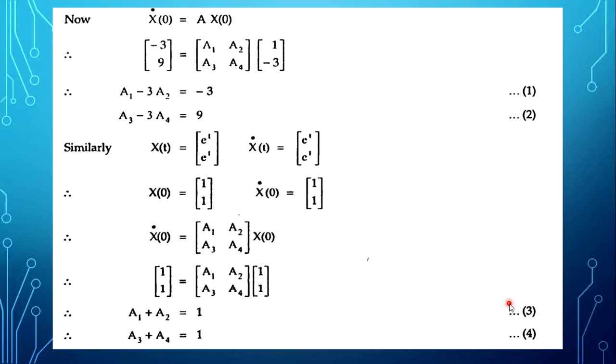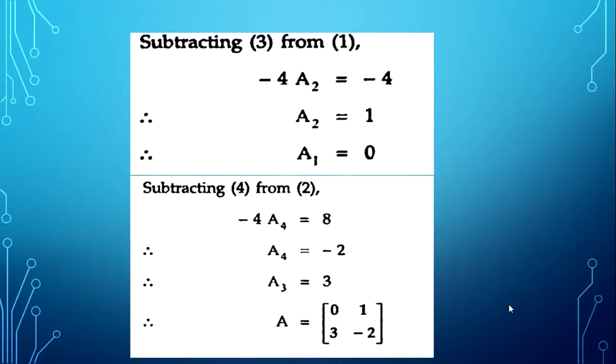Just by solving equations 1 and 2 and equations 3 and 4, we obtain a2 value as 1, a1 value as 0, a3 as 3, a4 as minus 2. So the final A matrix is 0, 1, 3, minus 2. We will see the next example.